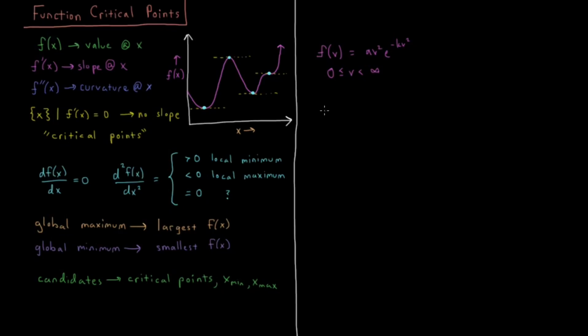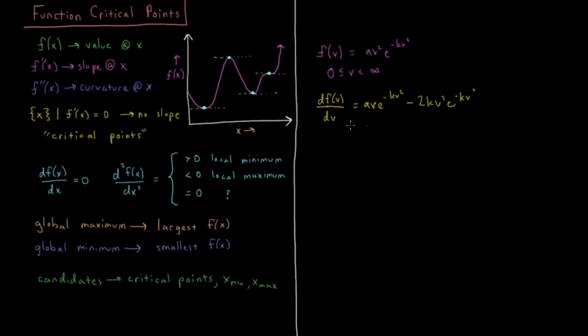All right, so we'll take the derivative. We'll take df of v dv, which is going to need some product rule and chain rule. You can check yourself from my result. I'm going to have av e to the minus kv squared minus 2kv cubed e to the minus kv squared.